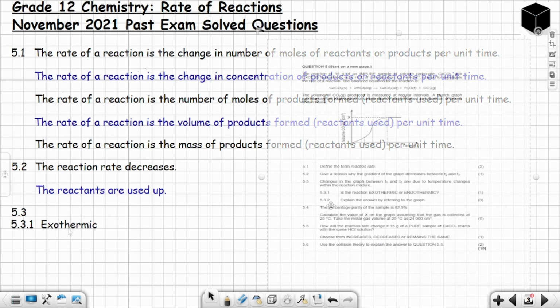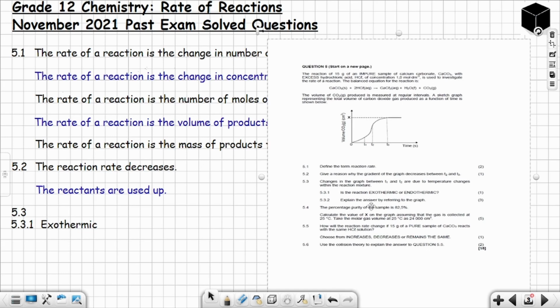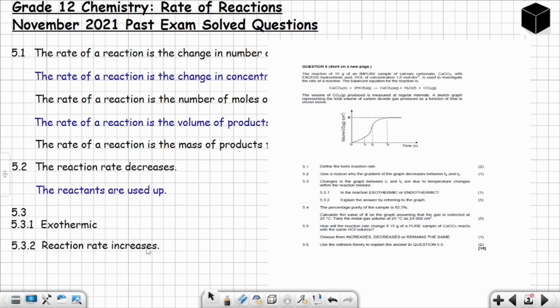Now 5.3.2, they say explain the answer by referring to the graph. The explanation can be the reaction rate is increasing. So we can say reaction rate increases, and you can also say the gradient increases from T1 to T2. Energy is released. You know, when it is exothermic, the energy is released. So these three explanations are enough for you to score 3 marks. You can see the question is 3 marks.